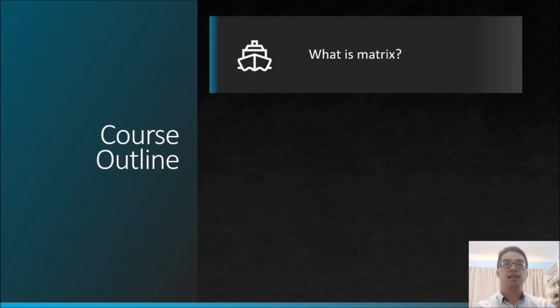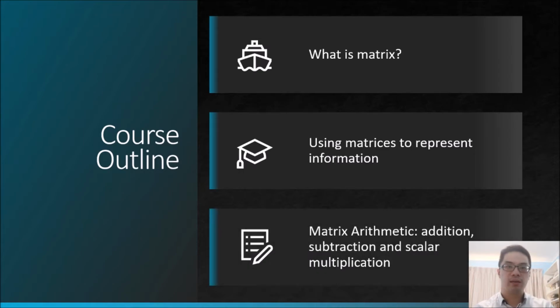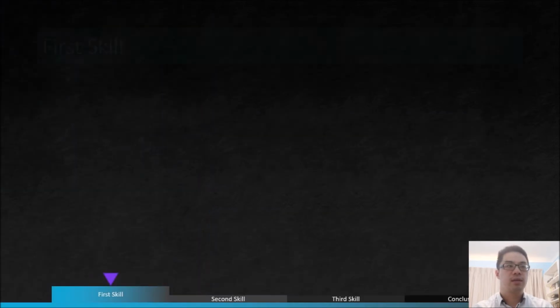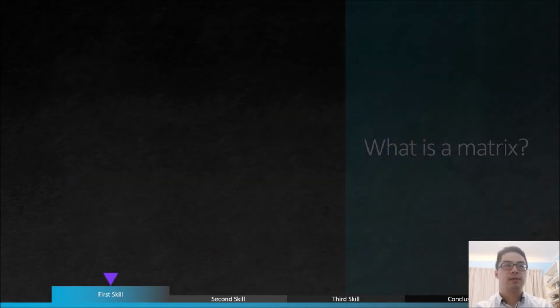So the course outline is: what is a matrix, using matrices to represent information, and matrix arithmetic, so addition, subtraction, scalar multiplication, as well as matrix multiplication. So the first skill I guess we're looking at is what is a matrix?